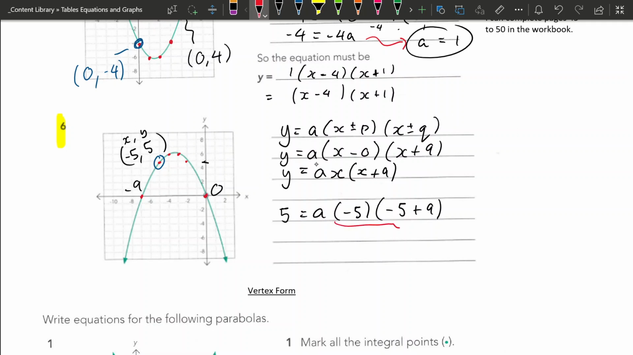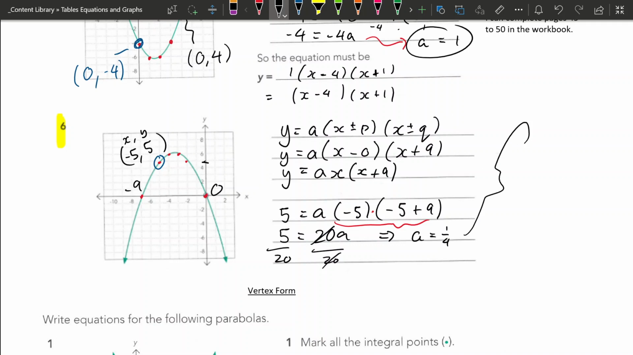Okay, start simplifying all of this. So what's all that? So that's -5 times my -5 plus 9. That's got to be 4. So it's -5 times 4, which is -20. So 5 equals 20a. So what does that mean a is? We divide both sides by 20 to find a. And we're left with a equals 5/20, which is a quarter. So a is a quarter.